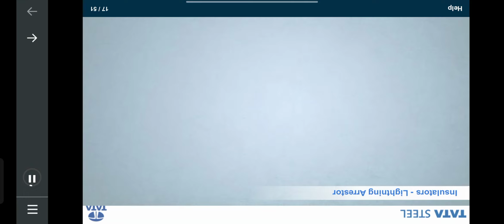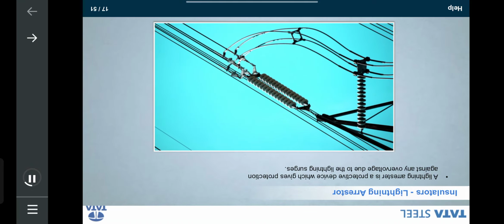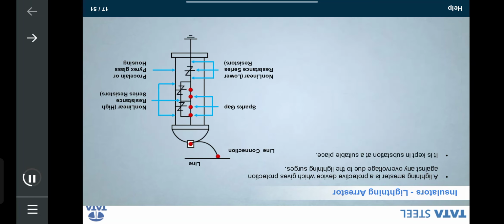Let's learn about lightning arrestor. A lightning arrestor is a protective device which gives protection against any overvoltage due to lightning surges. A lightning arrestor is kept in a substation at a suitable place. It is connected between the ground and the line conductor.